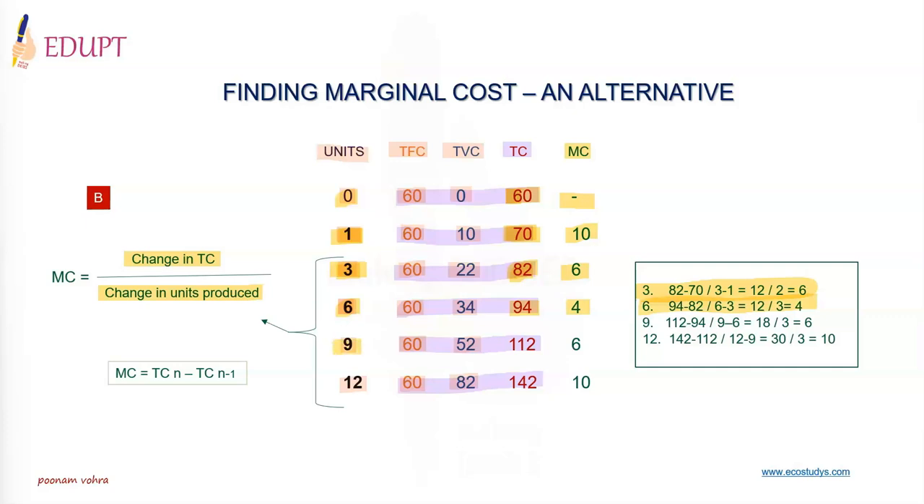For the 9th unit, it is 112 minus 94 divided by 9 minus 6. You get 6 as marginal cost. For the 12th unit, it is 142 minus 112 divided by 12 minus 9. You get 10. So, once again, when units produced are not given in sequential order like this, then one has to apply this formula. Remember that. Otherwise, you will get an incorrect answer of marginal cost.